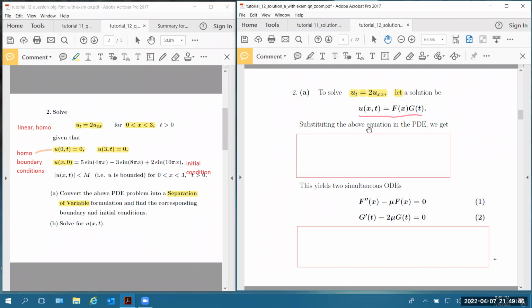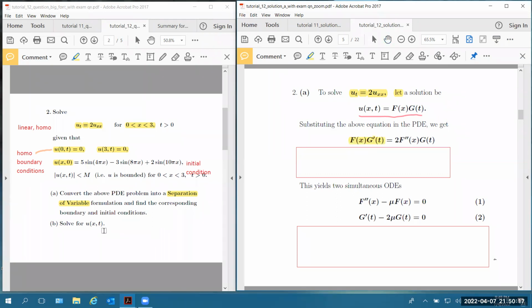Now, since this one is a solution, if you substitute into the PDE, it should be equal: left hand side equal to right hand side. So I want to substitute into the PDE. I need to find u_t. Here I straight away substitute. You differentiate with respect to t, and of course you just get f(x) g'(t).